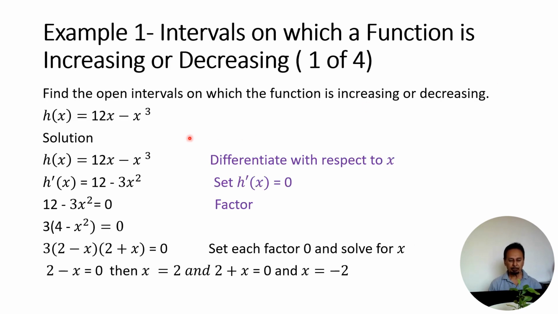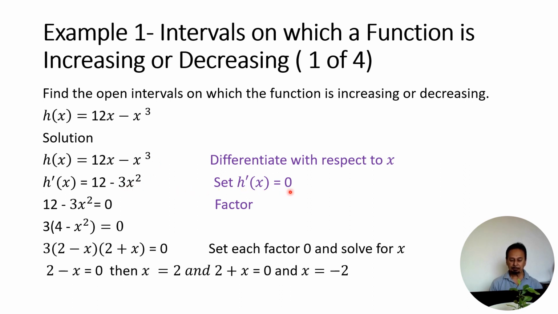So here is an example. Find the open intervals on which the function is increasing or decreasing. The function is h of x equals 12x minus x cubed. So let's start with h of x equals 12x minus x cubed. Now we differentiate this function with respect to x. So h of x becomes h prime of x, 12x becomes 12, and x cubed becomes 3x squared.